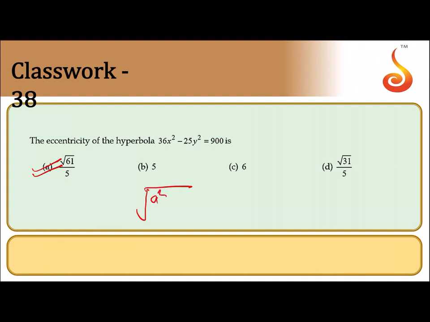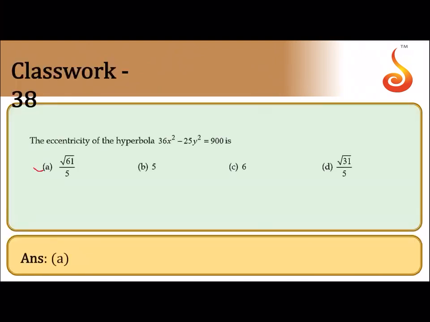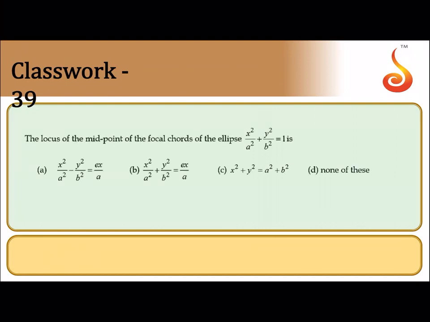Eccentricity of an ellipse, direct formula application, you can do it. So this eccentricity will come root 61 by a. The formula is a square plus b square by a square. You'll get the eccentricity. Option A is correct.